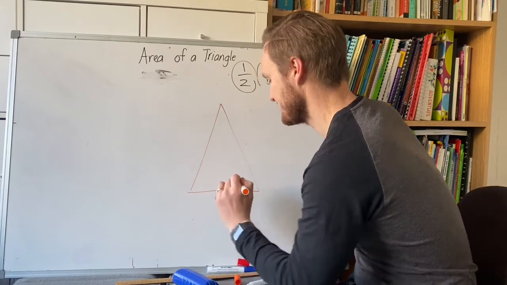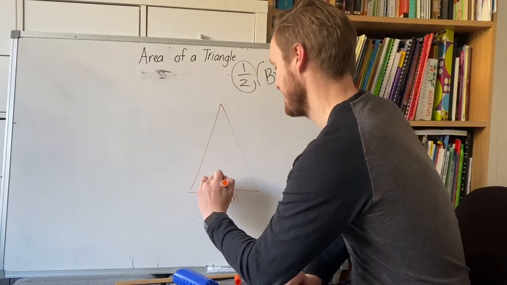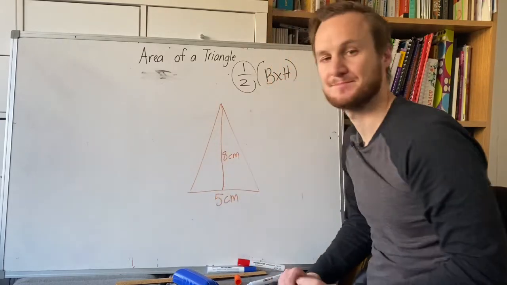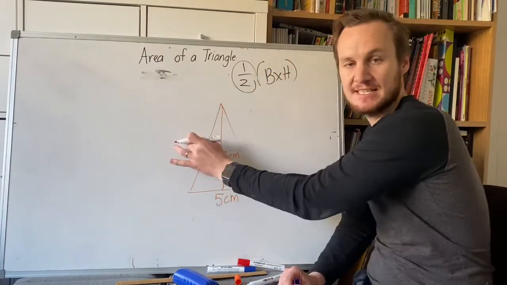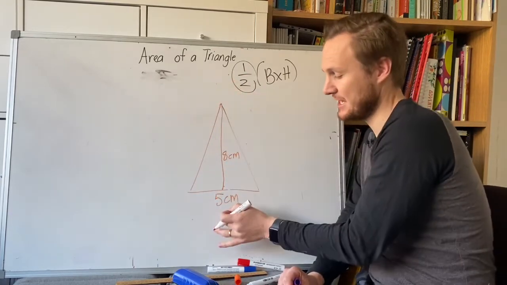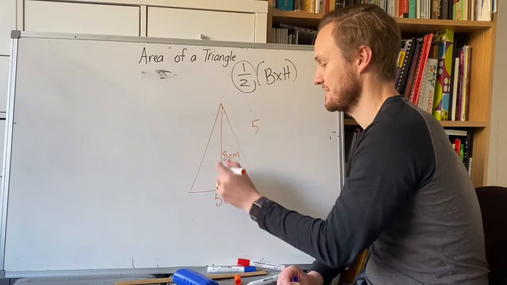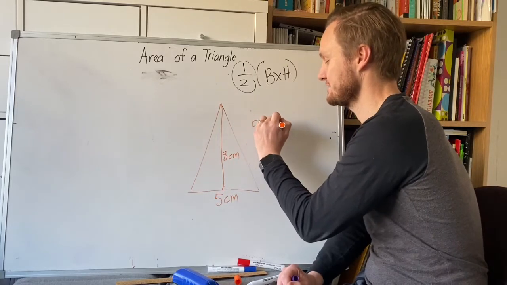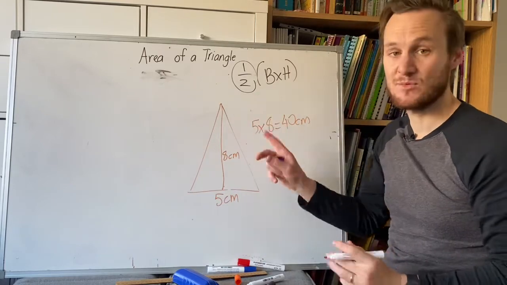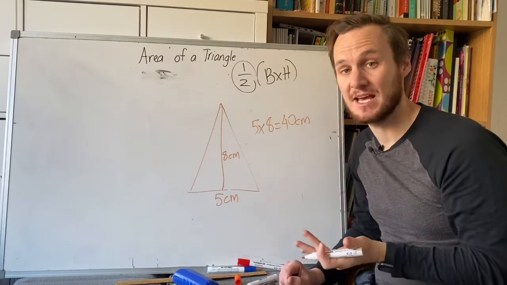Let's say the base is 5 and the height is 8. Okay? We don't need these sides. We just need the height from the base to the top. Okay, so the base is 5, the height is 8. That is 40. But we are not there yet because the rule is we need to half it at the end, because that will be the area of our triangle.